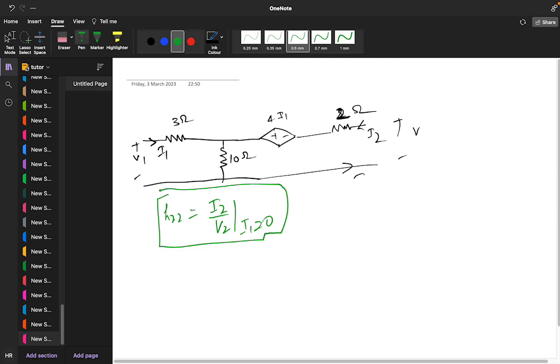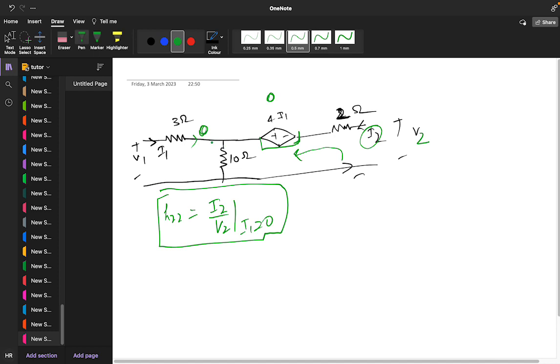So if H22 is equal to I2 upon V2 when I1 is equal to 0, what is the meaning? This branch current is 0, and we need to find the value of I2 upon this V2. If this branch current is 0, then 4 into I1 is 0, so it is a short circuit. Apply the KVL and get the result from here directly.